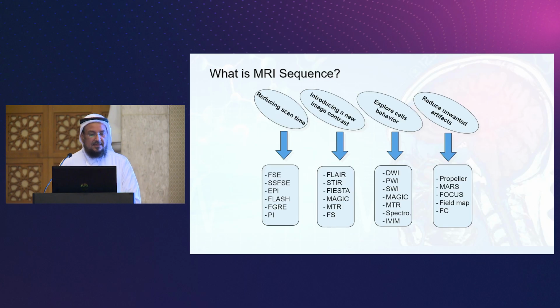For example, for scan time, we have fast spin echo, single shot fast spin echo, echo planar, FLASH, and FGRE. Or we can tweak the sequences to change image contrast, like what we have in FLAIR, STIR, FACETA, MAGIC, and so on. Or to explore cell behavior, like in diffusion-weighted images, perfusion, and so on. Or it can be for reducing artifacts. Artifacts are one of the challenges in MRI, and during this conference, we will have one lecture about image artifacts. So to reduce unwanted artifacts, like PROPELLER, which reduces motion artifact, MARS, which reduces metallic artifact, FOCUS for diffusion, and so on.